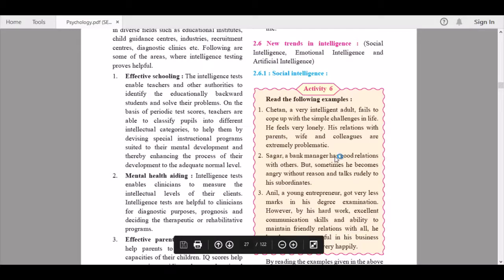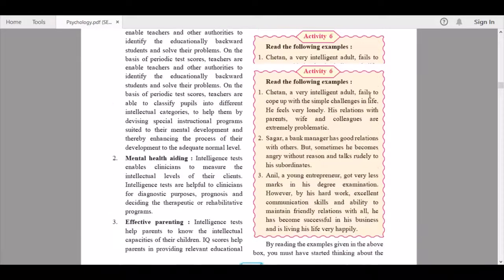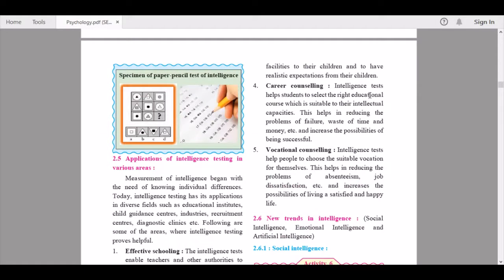Intelligence tests enable clinicians to measure the intellectual levels of their clients. Intelligence tests are useful and helpful to clinicians for diagnostic purposes, prognosis, and deciding the therapeutic or rehabilitative programs. Here we continue to pointer number 3, effective parenting. Intelligence tests help parents to know the intellectual capacities of their children. IQ scores help parents in providing relevant educational facilities to their children and to have realistic expectations from their children.